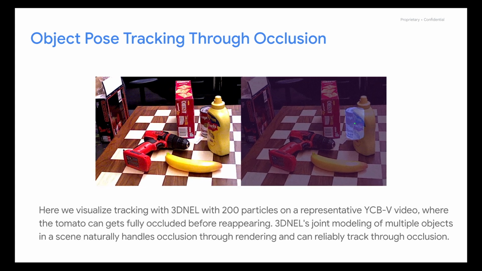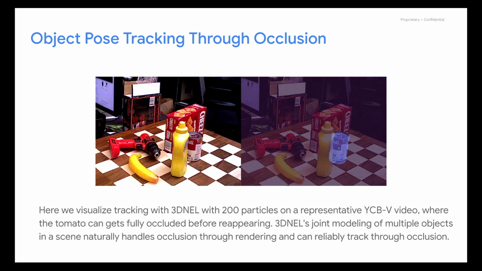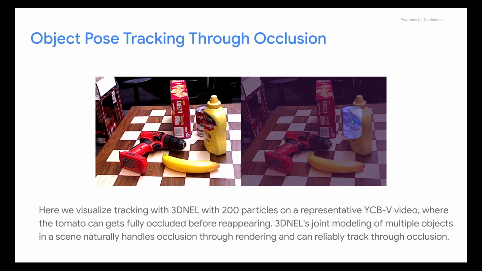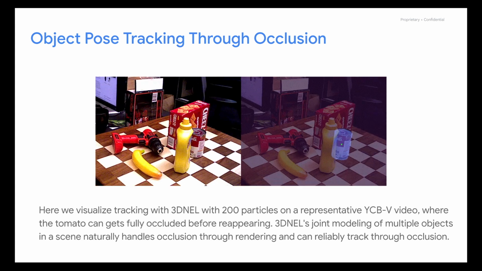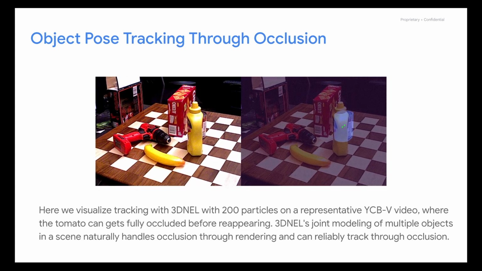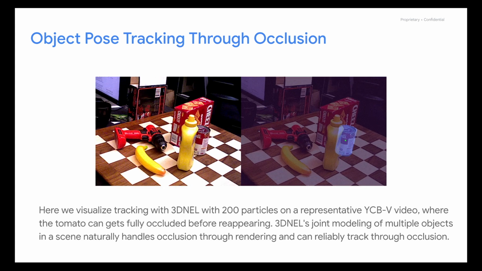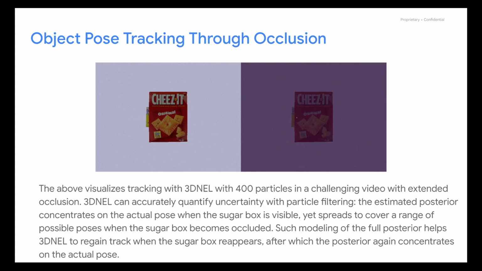Here we visualize tracking with 3D NEL on a representative video, where the tomato can gets fully occluded before reappearing. 3D NEL's joint modeling of multiple objects in a scene naturally handles occlusion through rendering and can reliably track through occlusion. We can additionally leverage 3D NEL's ability to quantify uncertainty to track an object through extended occlusion. Here we visualize tracking with 3D NEL in a challenging video with an extended occlusion.